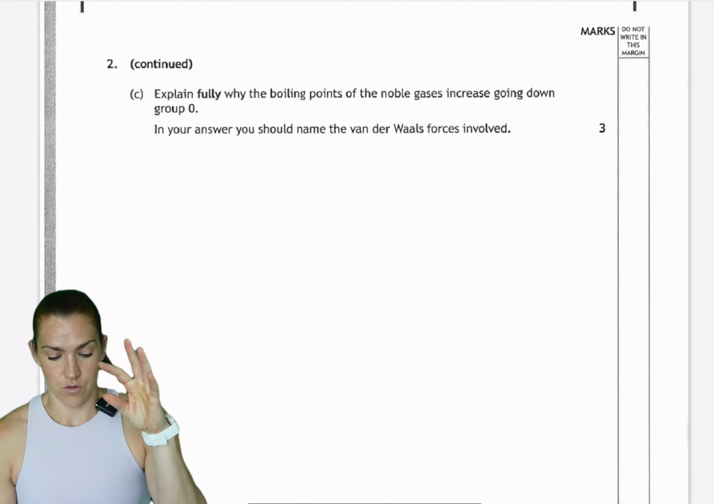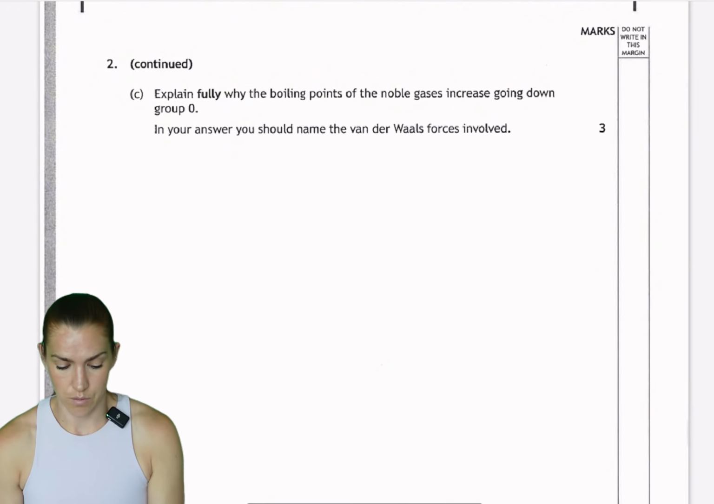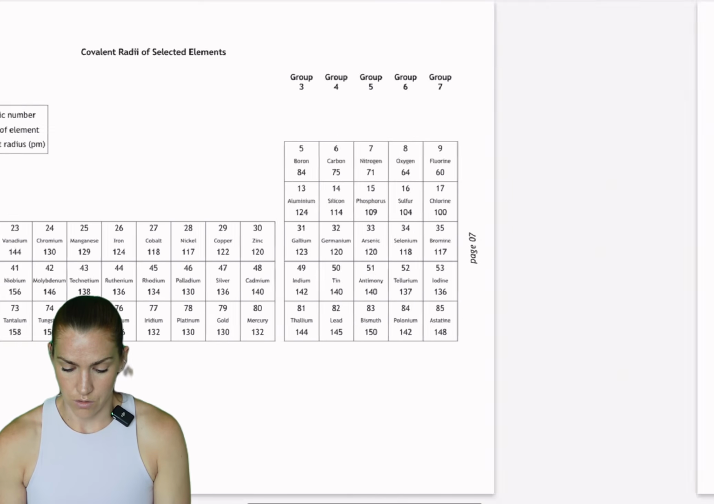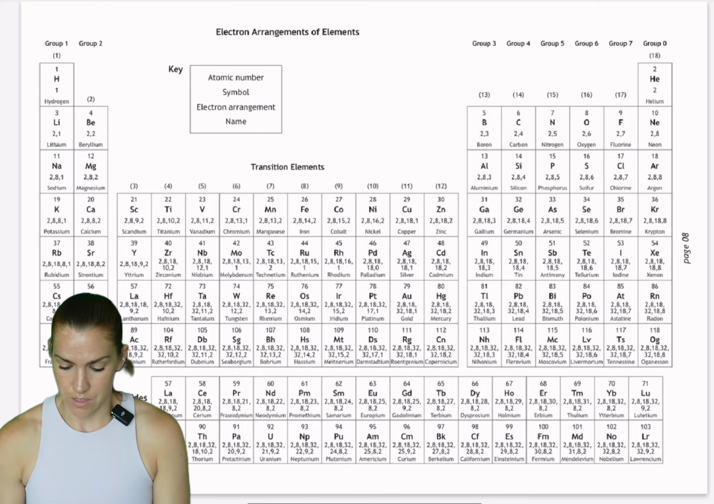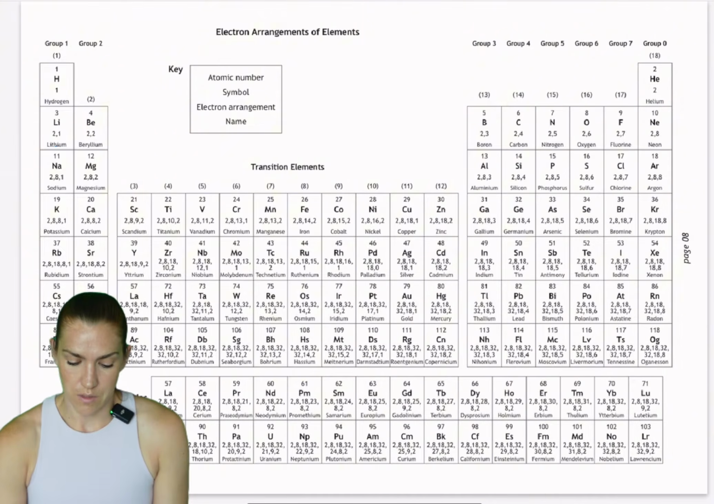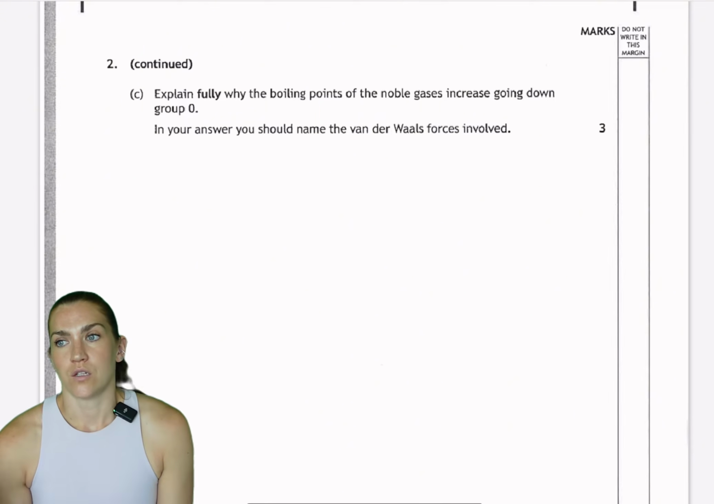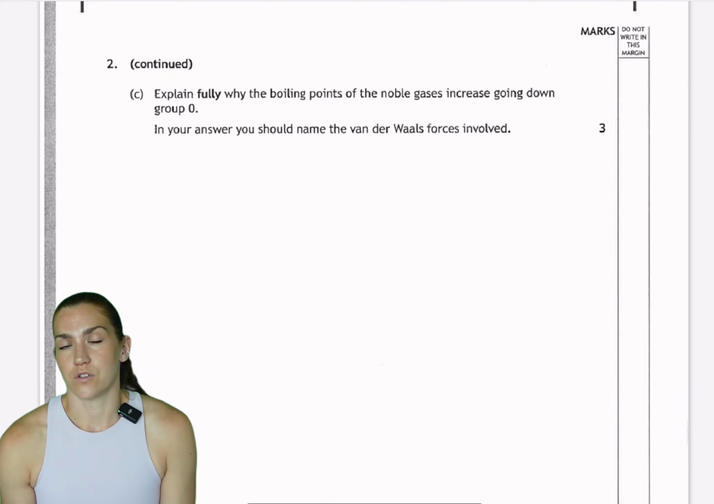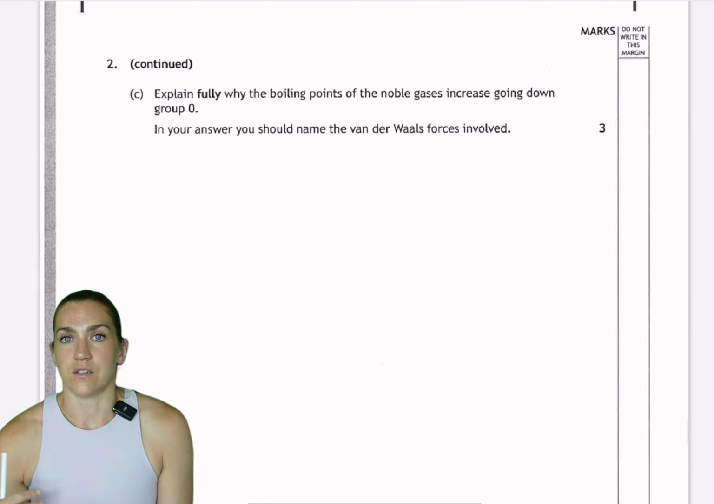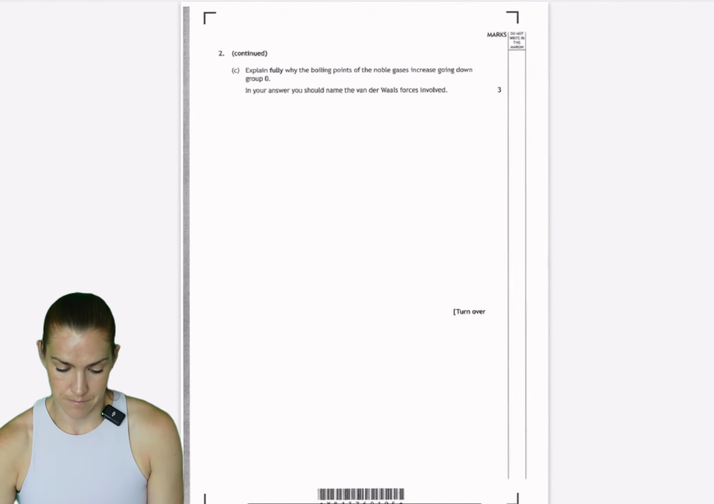The strength of the London dispersion forces increases going down the group because you have increasing numbers of electrons as you go down, and the more electrons you have, the stronger your London dispersion forces will be. So for this one, the 3 marks really come from 1, identifying that there's London dispersion forces present, 2, stating that the strength of the London dispersion forces increases going down the group, and the 3rd is saying that the strength increases down the group because of an increasing number of electrons. So that's where your 3 marks are coming from there.